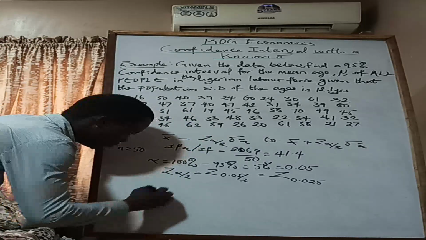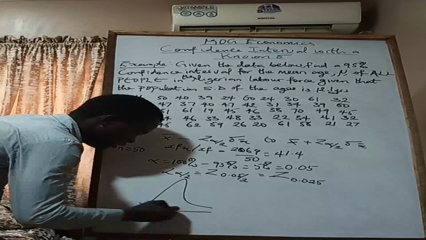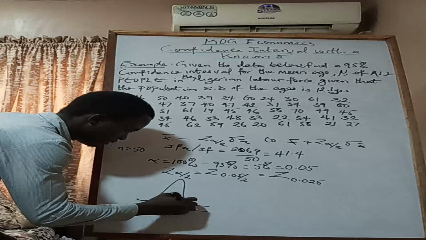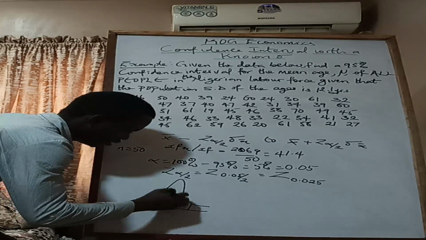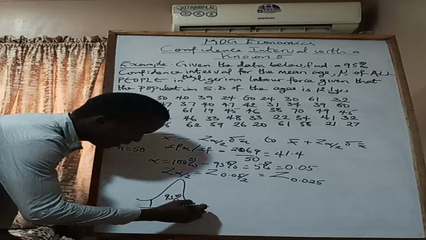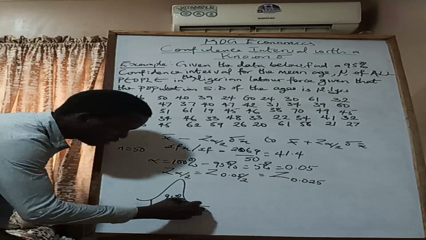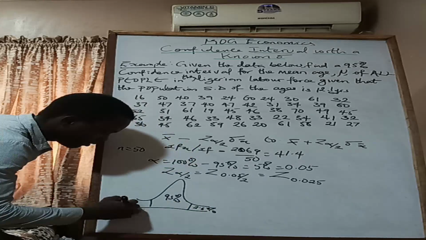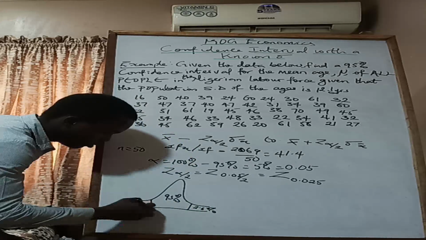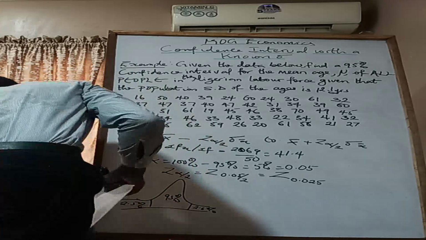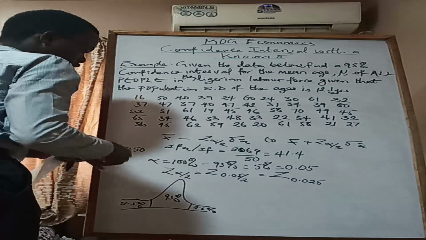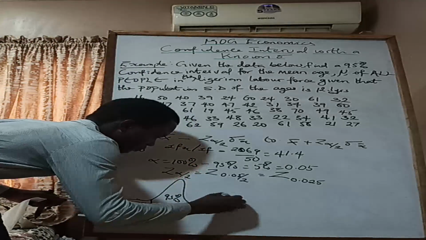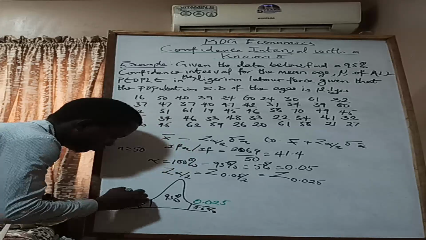Now let me just draw this. From here to here is the 95%, and of course it's a normal distribution. That means this and this are taking the 5%. So this will be taking 2.5%, and this one will be taking 2.5%. What we are looking for, when you convert, is 0.025. We also have 0.025.